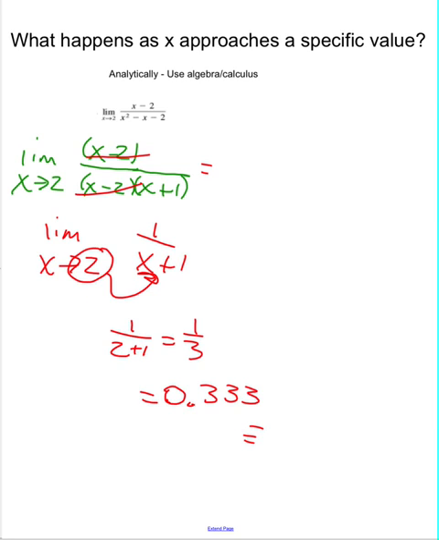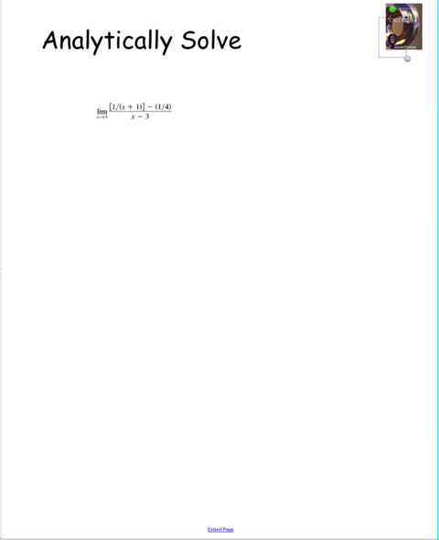Now, I want you to do this problem. Analytically solve the limit as x goes to 3 of 1 over x plus 1 minus 1/4 divided by x minus 3. Now you're going to need to do a little bit of algebra in the numerator because this is a fraction itself. All right? When you're done, go on.